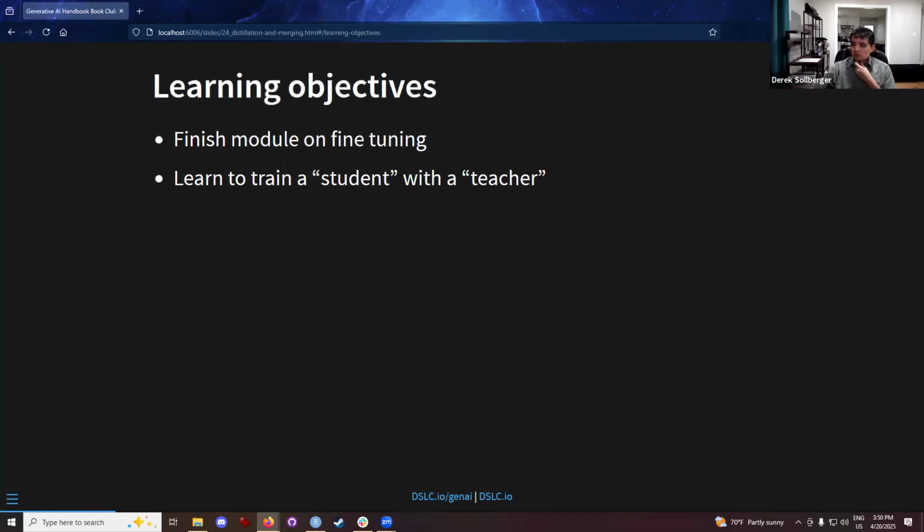So we're going to finish this module on fine tuning. And the metaphor is if you have a very large language model, we're going to call that the teacher. And you want to make a smaller language model for maybe your workplace, or maybe something you could literally run on your phone. The smaller language model will be called the student.